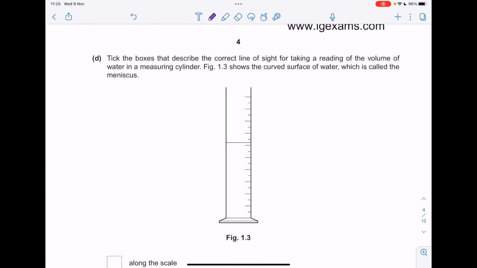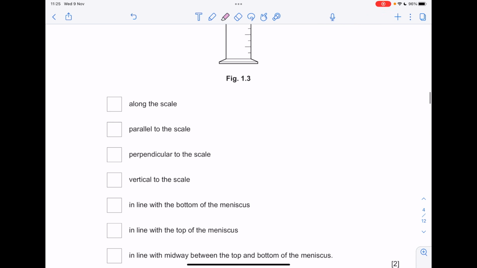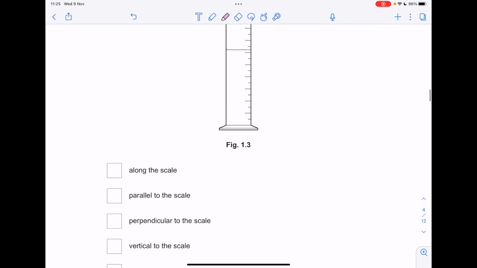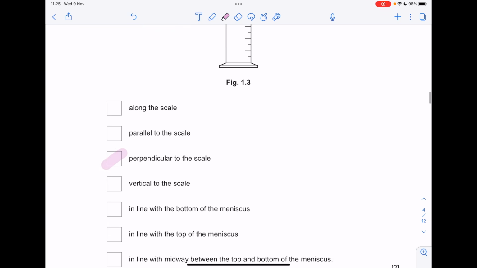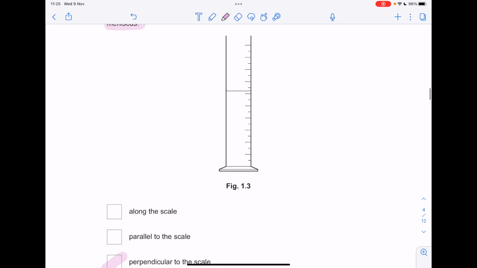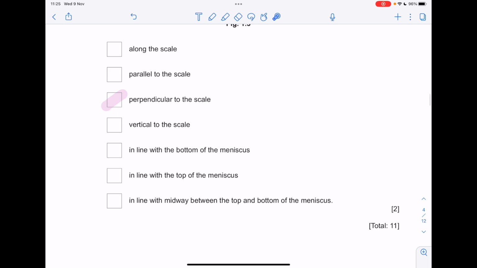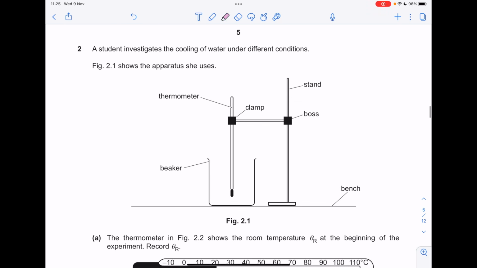Tick the boxes that describe the correct line of sight for taking a reading of the volume of water. Figure 1.3 shows the curved surface of water known as the meniscus. Okay, so where should your eye be? Well, it should be at right angles to the scale, which means that's the right answer. And in terms of how you read, remember you want the bottom of the meniscus always to give you the accurate result. Those are the answers here.